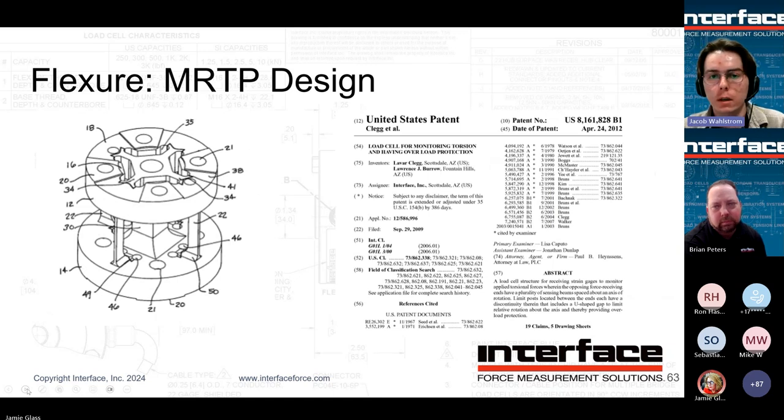Alrighty, so next slide here. Now we've got the MRTP. So this is Interface proprietary. We got a patent on it by LeVar and Mr. Burrow there. And next slide, please.